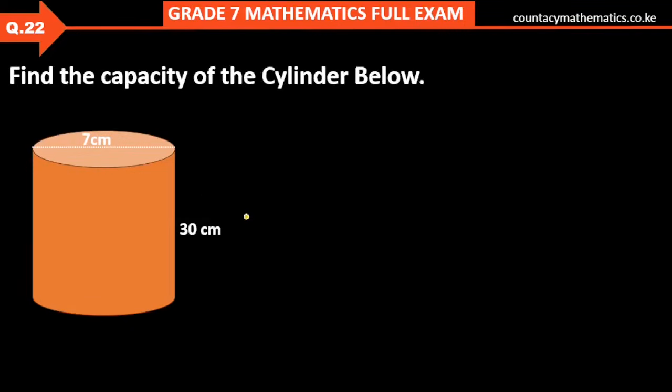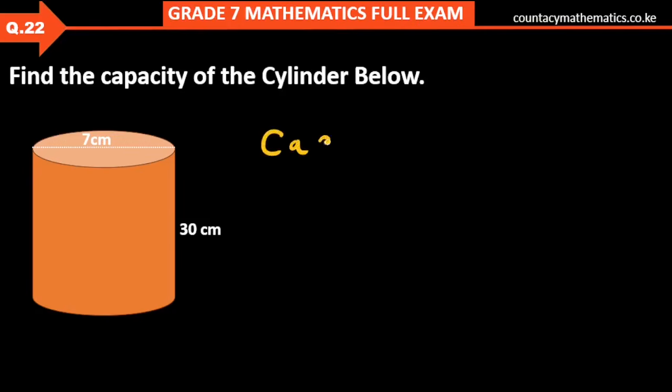For this particular paper, this is supposed to be question 22. This is good. We have not yet dealt with capacity and volume, but here is a good question to help us in that. We are told, find the capacity of the cylinder below. And the cylinder we have right here is 30 centimeters to represent height, and 7 centimeters to represent the diameter. How do we find the capacity?